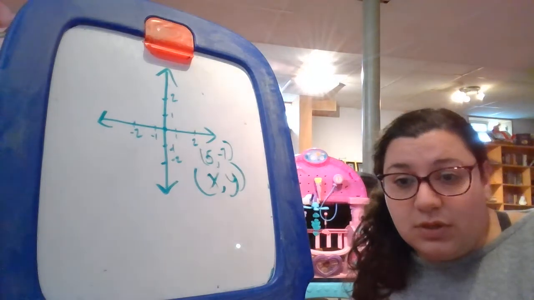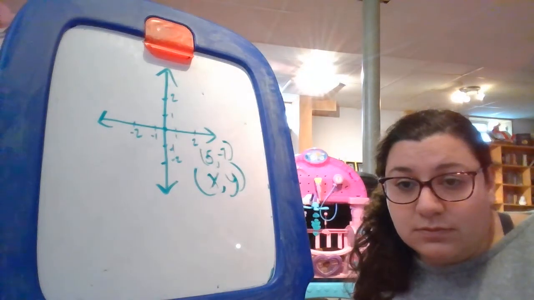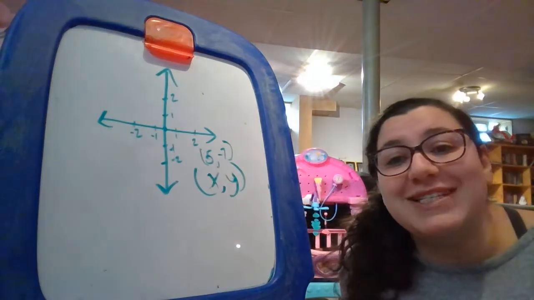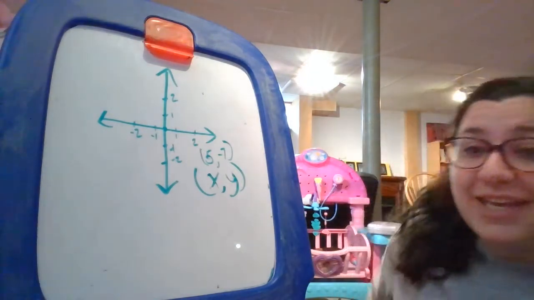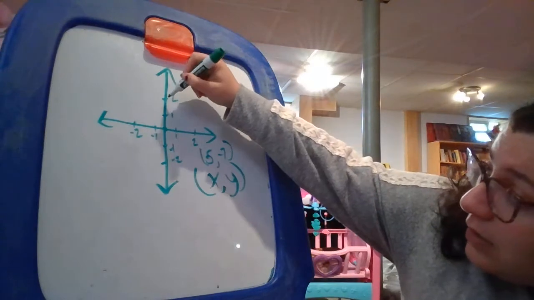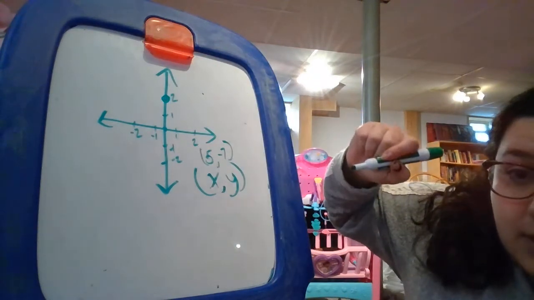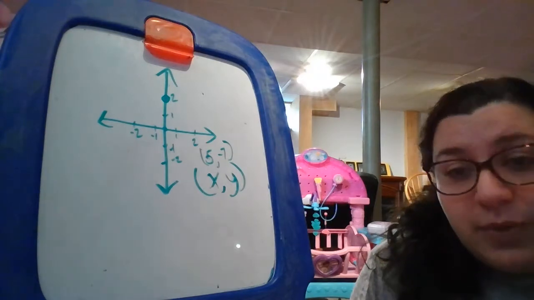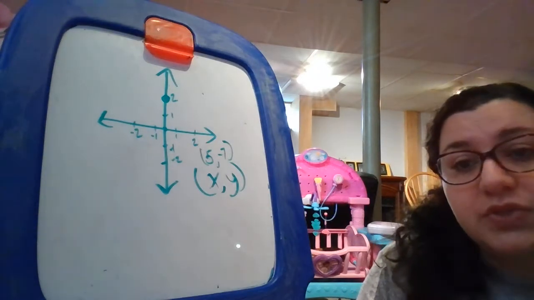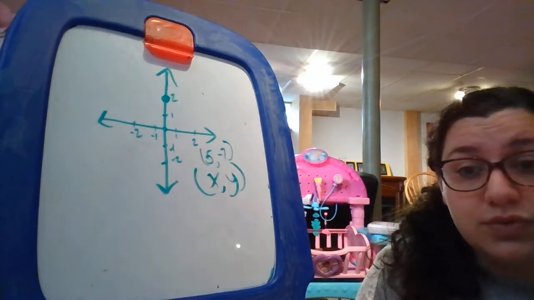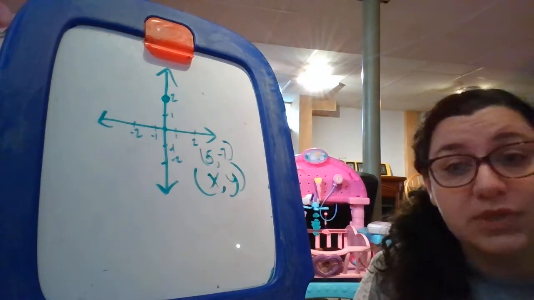Number 4. Determine the ordered pair for point E on the graph, and you'll see that E is sitting right on the line. So what is that going to be? 2, 0, 0, -2, 0, 2, or -2, 0?